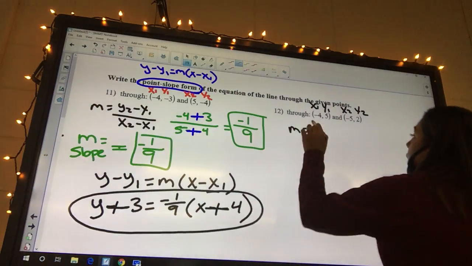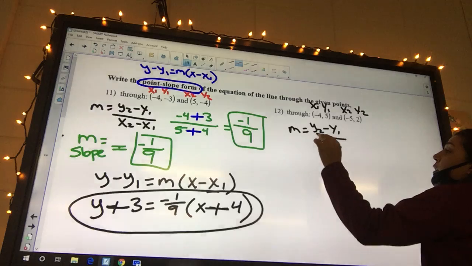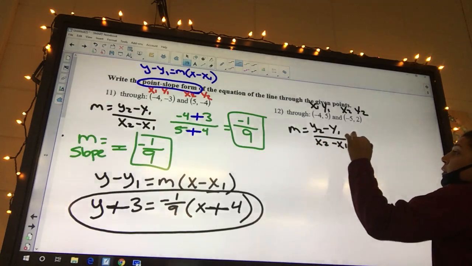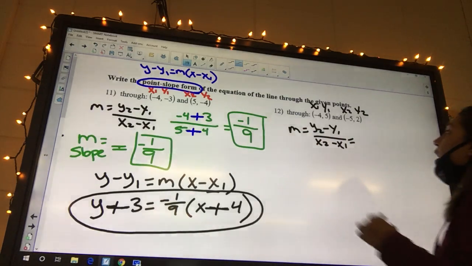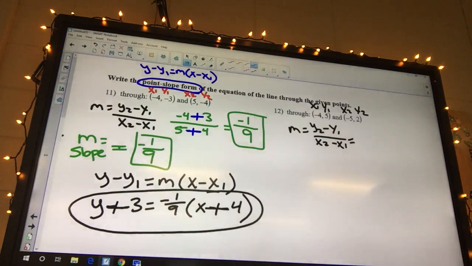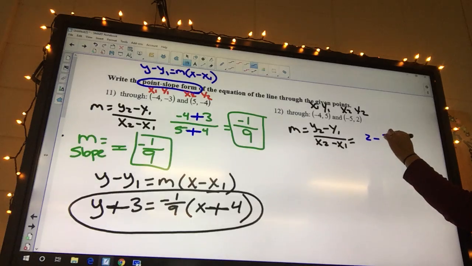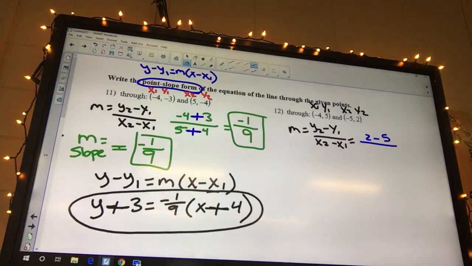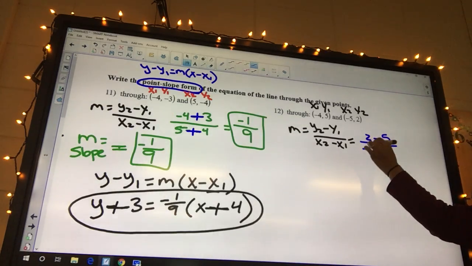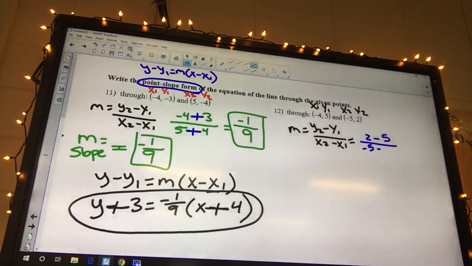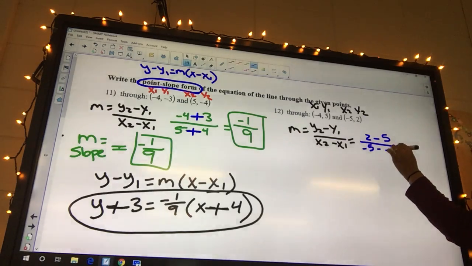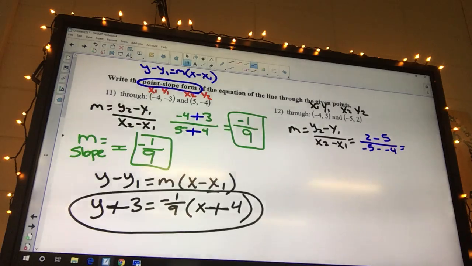m equals y sub 2 minus y sub 1 over x sub 2 minus x sub 1. Okay, well, what's my y2? 2 minus y1 is 5 over x sub 2 is negative 5 minus x sub 1 is negative 4. Okay, now what? Turn the negatives to a positive.